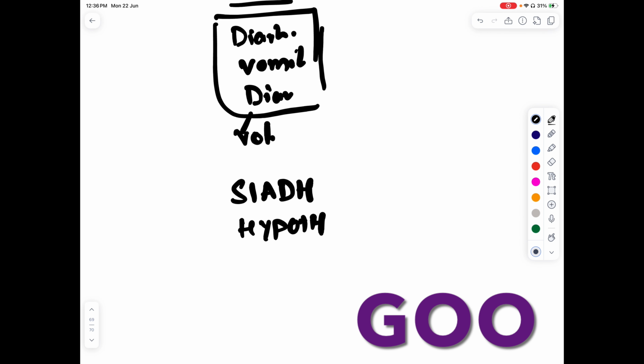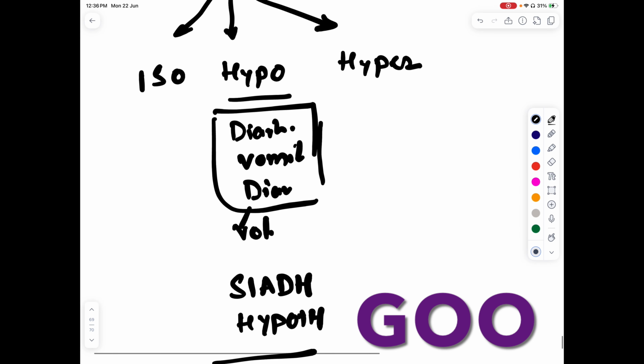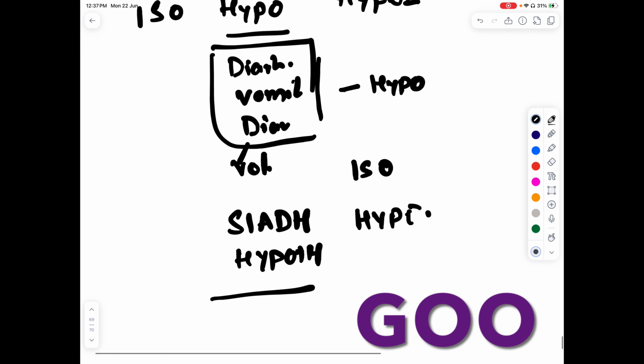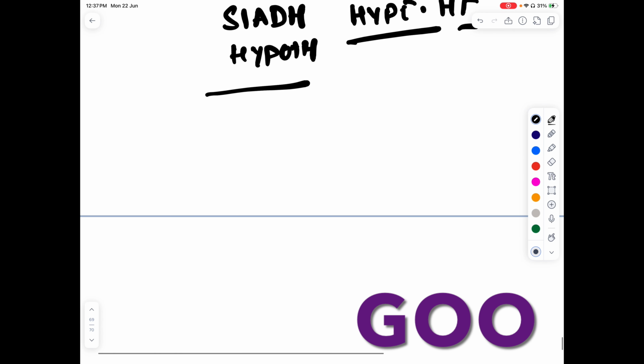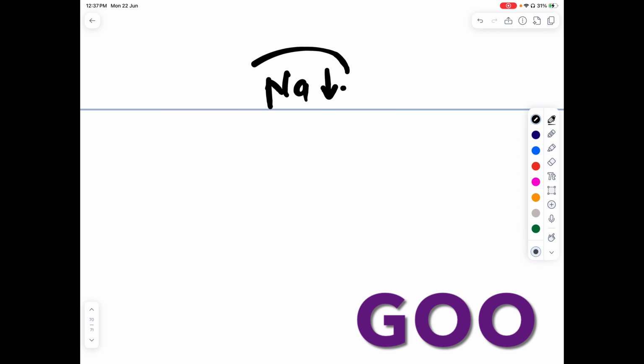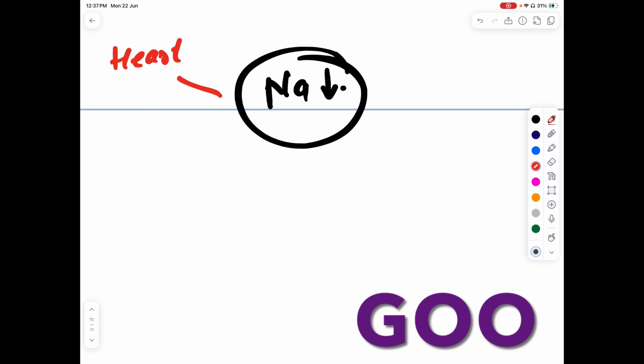Now hypervolemic: hypo, iso, and hypervolemic, this is about volume. Hypervolemic occurs with heart failure, pseudohyponatremia, and multiple myeloma. So what can be the complications when sodium is decreased? It can be on the heart. The most important is the heart. It can also be on the brain.